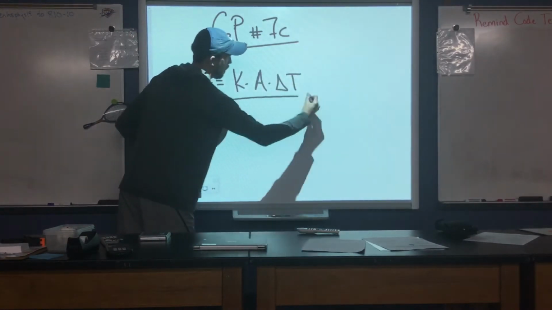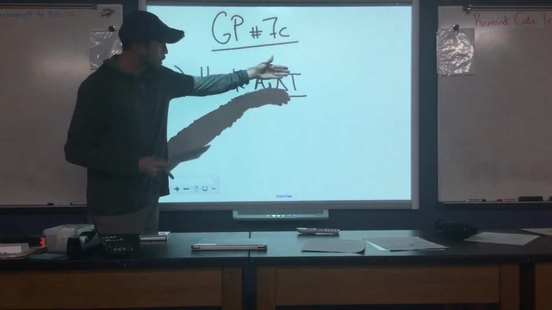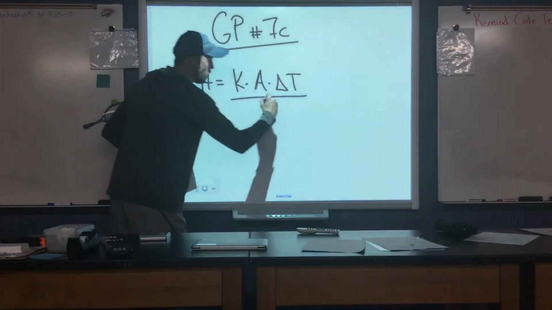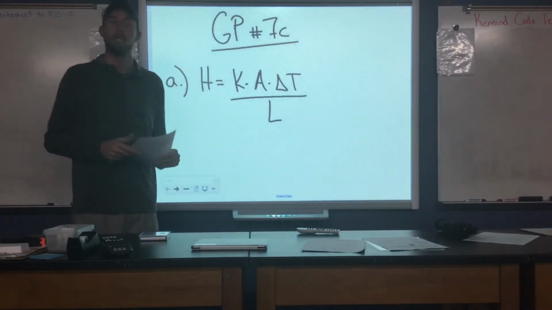The thermal conductivity of our material multiplied by what we call A, the contact area, multiplied by the temperature difference between the hot area and the cold area, divided by L, the length that the heat must travel, or typically the thickness of the material.